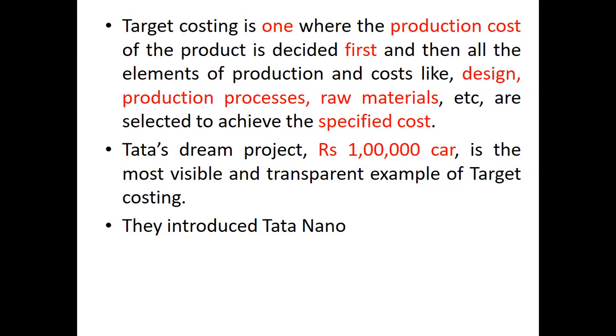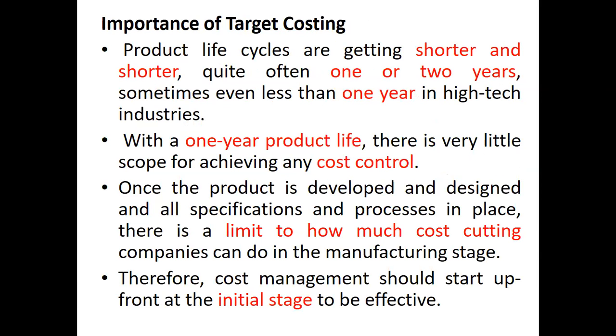They have also decided. So Tata Nano car is the best example of target costing. Getting this? So in target costing, targets are set in advance, and with respect to this decided target, we will do the expenses. Now, why do we implement target costing nowadays? What is the role or importance of target cost?